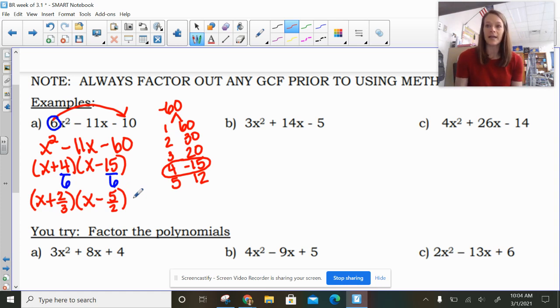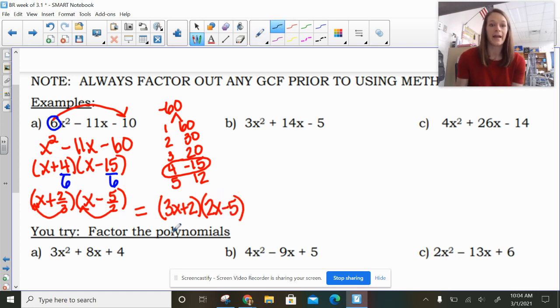Before you're done, this is why it's called bottoms up. Anything that's left on the bottom, you bring up in front of the x. So that 3 is going to come up, this 2 is going to come up. That first parentheses is going to be 3x plus 2, and then this next one will be 2x minus 5. That is your final answer here. I know that was a lot of work in one problem, but that is what you will get.